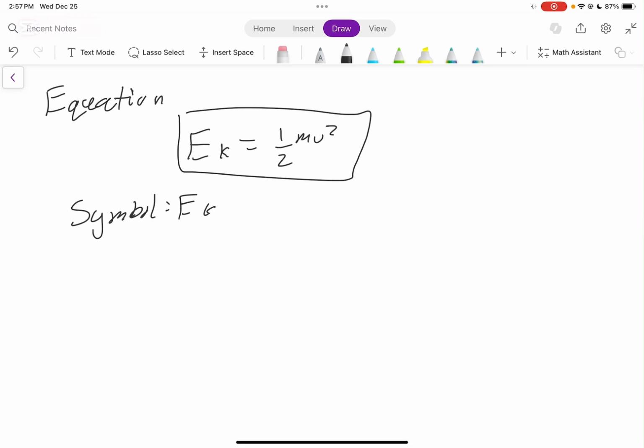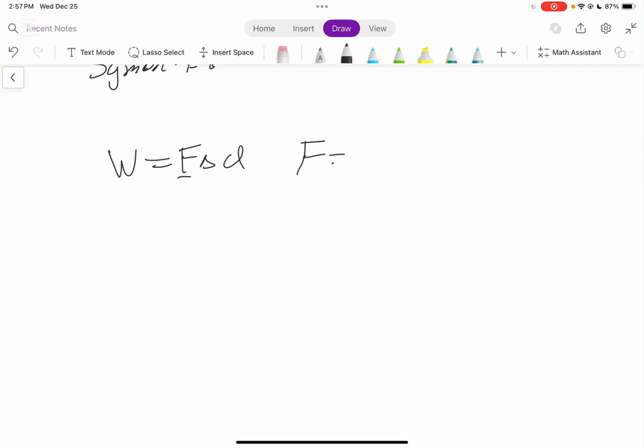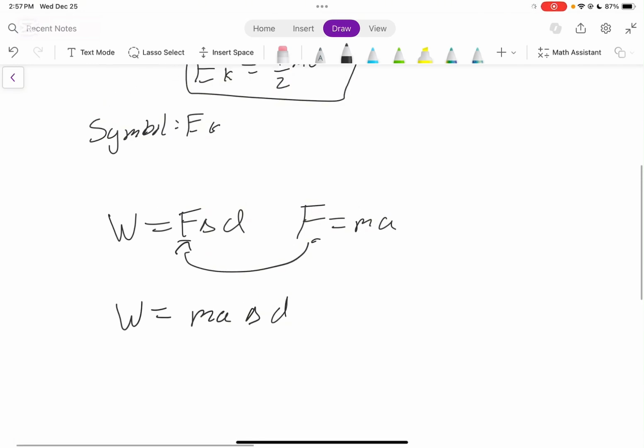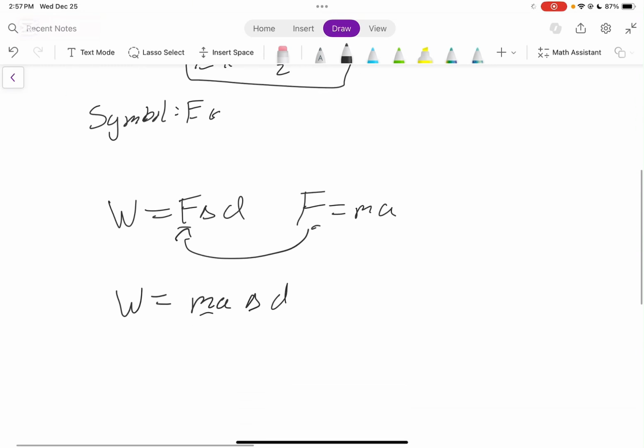If you think back to our previous lesson about work, we talked about work right here. Work is equal to force times delta d, delta d being displacement. Well, what else can force equal? Force is also equal to mass times acceleration. Okay, so let's try to sub this in here. We get work is equal to ma delta d. Okay, now we're getting somewhere. We have m in the equation, so we have that up here. Okay, what else can we do?